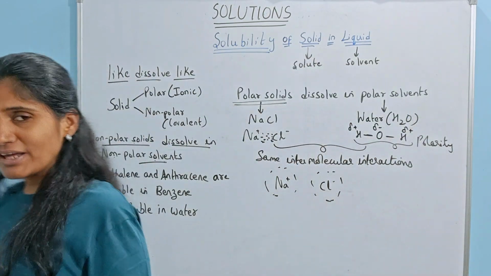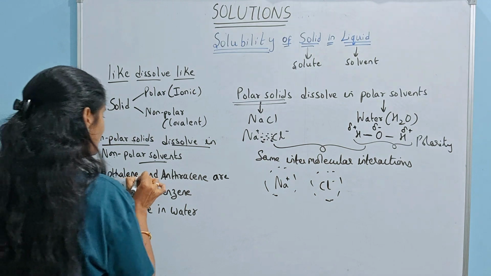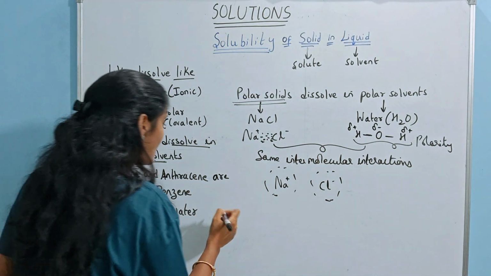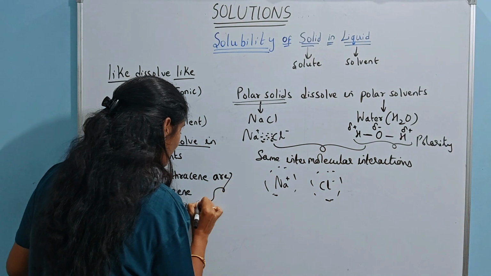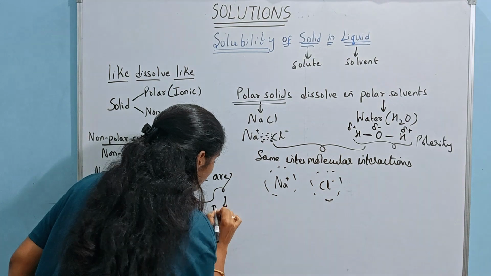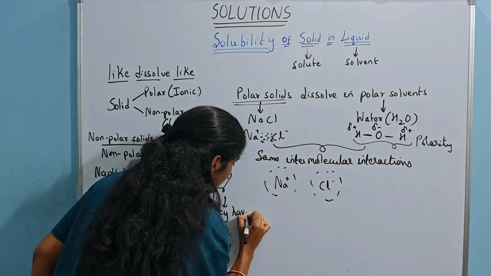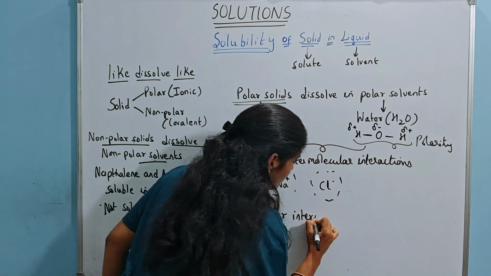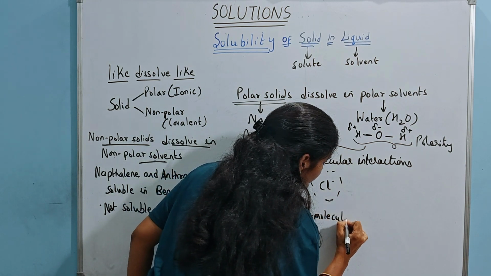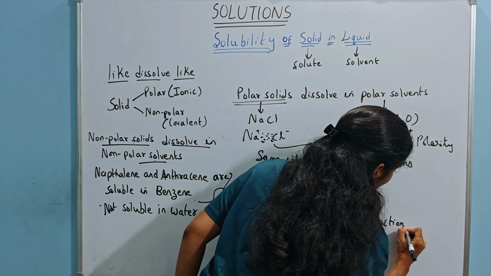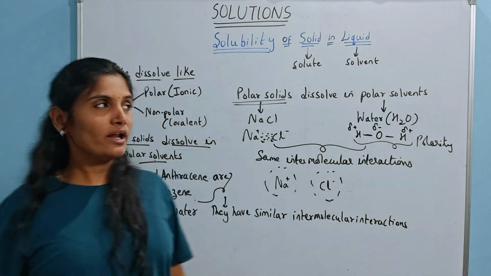Why are naphthalene and anthracene soluble in benzene? Because they have similar intermolecular interactions.